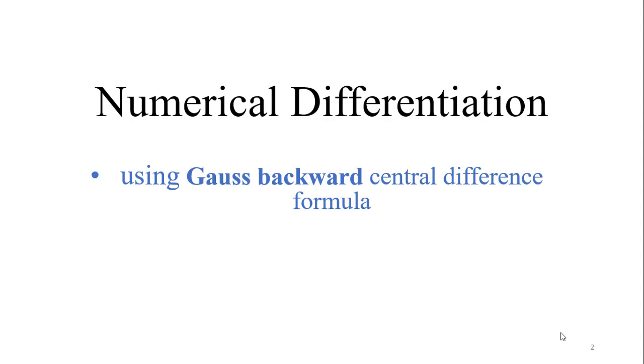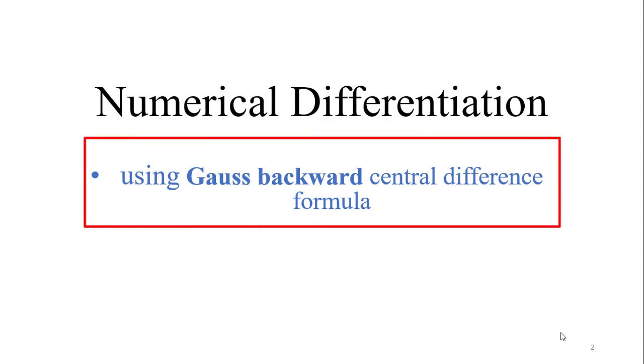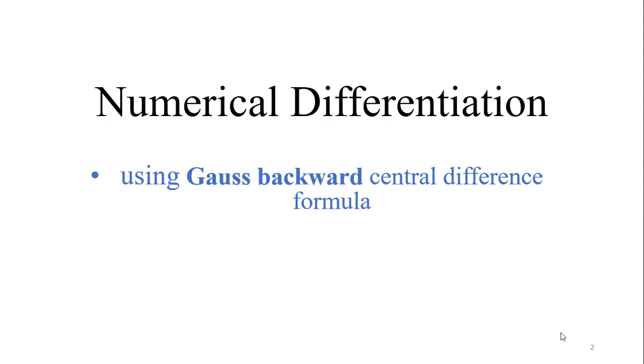So in today's lecture we will learn about Gauss's backward central difference approximation. As in previous lectures you have learned that in central difference you have further different approaches to deal with your data to find the rate of change. So Gauss's backward central difference is also a technique to approximate the rate of change of the given data.